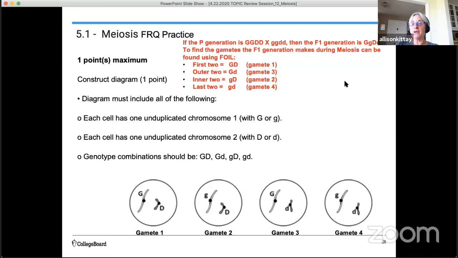But now we need to figure out what the F1 gametes are going to be. And you're going to borrow something that you probably first learned in math class. You're going to use FOIL. So the first two are going to be big G, big D, and that's gamete 1. Your second two, or outer two, is going to be big G, little d, and that's gamete 3. Inner two is going to be little g, big D, and the last two is little g, little d, and that's gamete 4. So make sure you follow that. That is the only way you can determine how those gametes are going to end up.